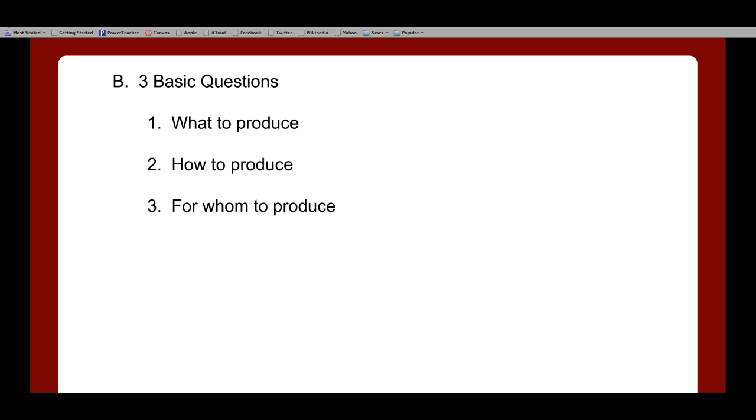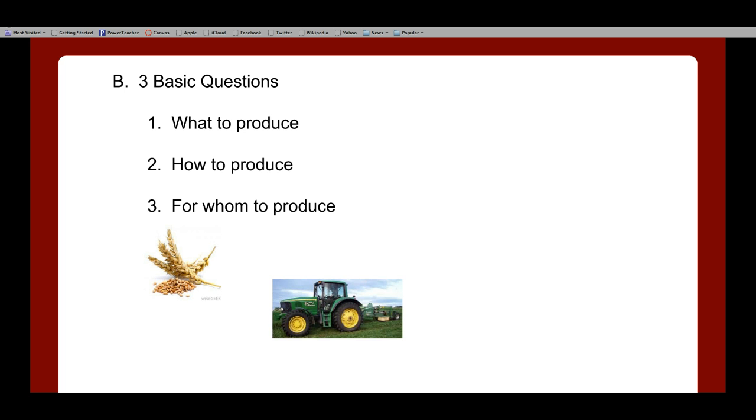So what I'm saying is that for whom, what, and how all determine how you're going to use those scarce resources. So, for example, let's go back to that wheat. Let's say that our country's going to make wheat. Great. So we're going to decide we're going to use this great big combine, this great big tractor. We're going to go high tech here to make our wheat.